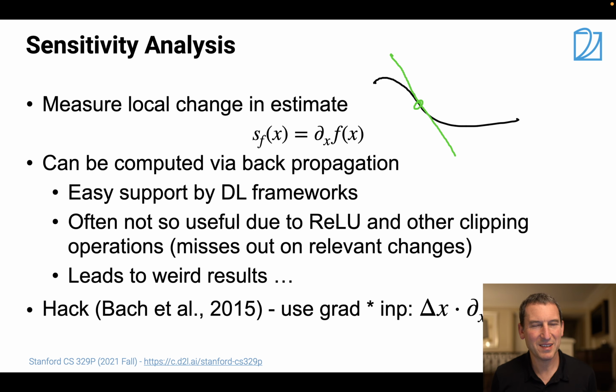The trouble is that this often doesn't work terribly well because you have things like ReLU or other clipping functions that obscure the influence. And you get really weird results. Furthermore, as said, just looking at the gradient doesn't really tell the full story because you want to know by how much x changes. So basically you want to calibrate. And there's actually a nice hack by Bach et al. They basically just use gradient times input. And well, that works a little bit better than just using the gradients only.